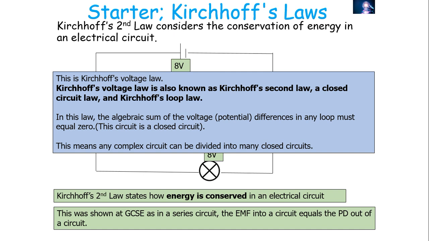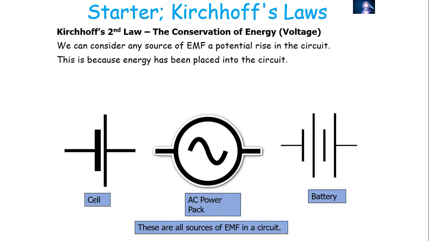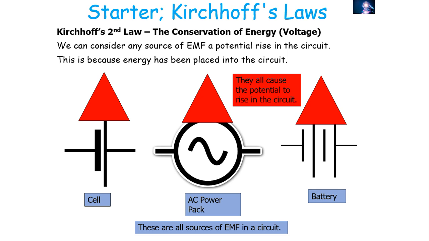Now, it means that if you're given a complex circuit in a question, you've got to divide it into many closed circuits, i.e. loops. To understand the second law, we've got to define some previously understood concepts in circuits. So, any source of EMF, like a cell, or an AC power pack, or a battery, is an EMF source. It is something placing energy into the circuit. All of these components place energy into your circuit. They cause the potential in the circuit to rise.